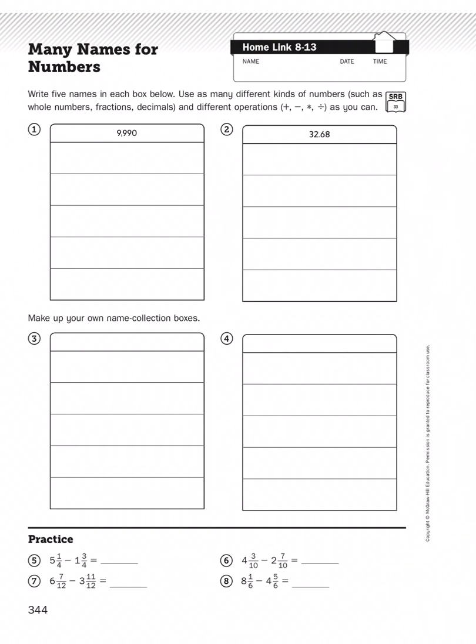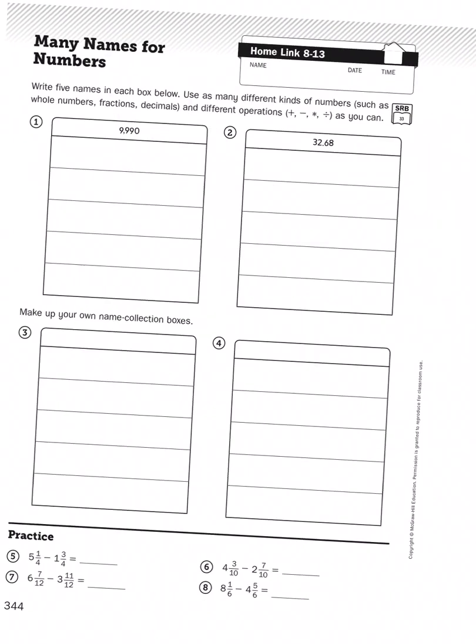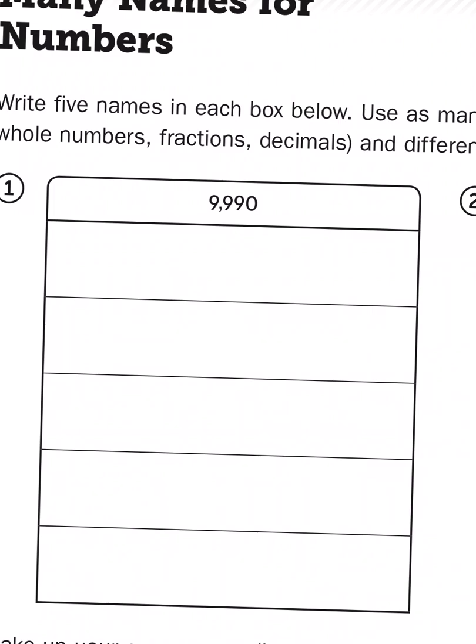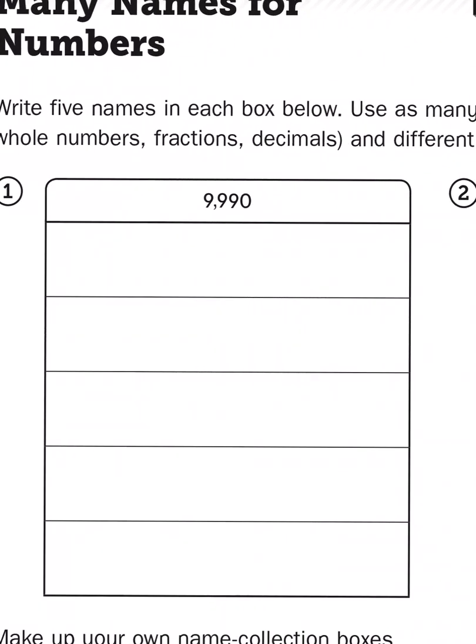9,990. Well, one way we can take a number and rename it is to break it down into its extended form. 9,990 is the sum of 9,000 plus 900 plus 90. That's one way to think about that number. It's a number that has 9 thousands, 9 hundreds, and 9 tens.